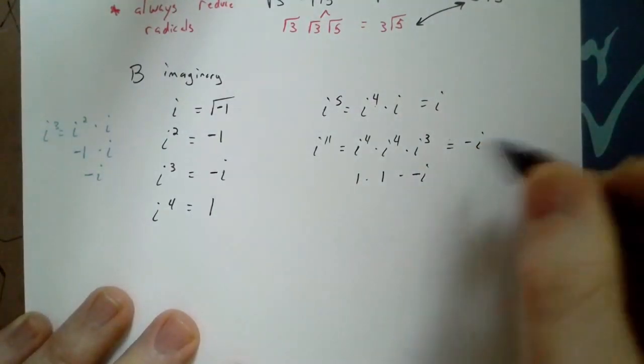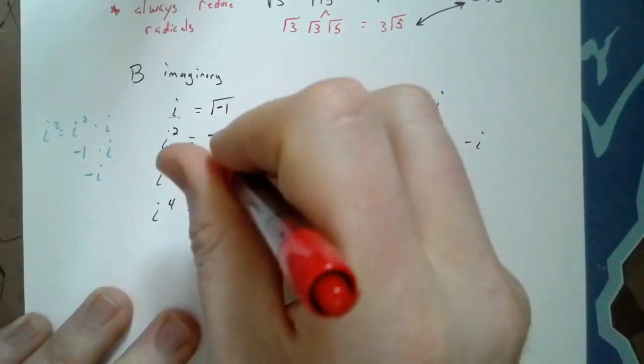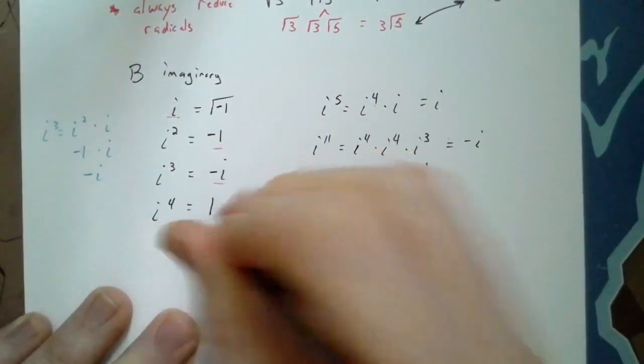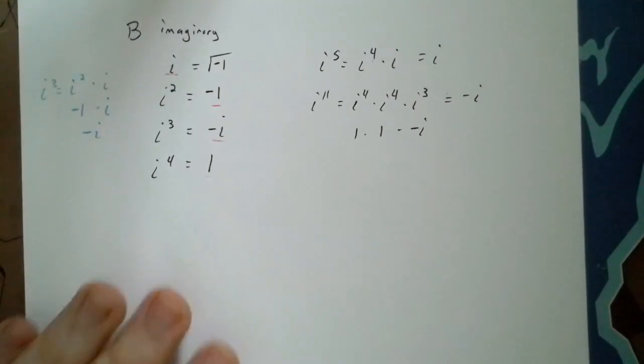negative i, right? So again, you'll see it will always cycle back to be one of these four possibilities, okay? Always. So that's how the imaginary unit behaves.